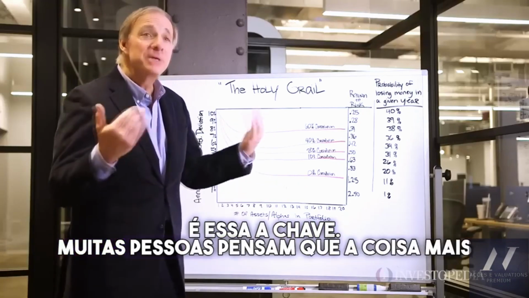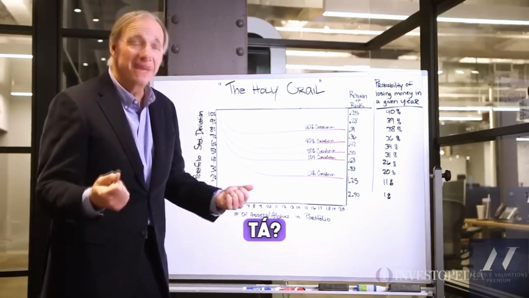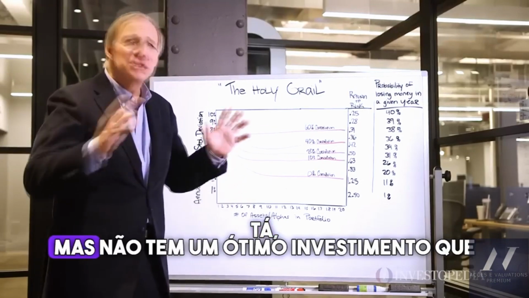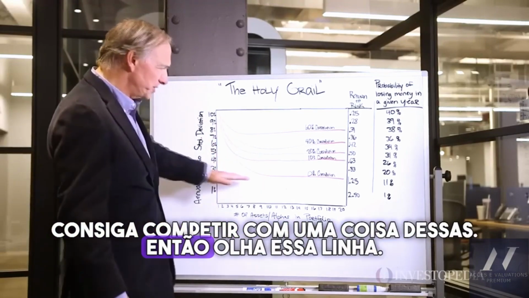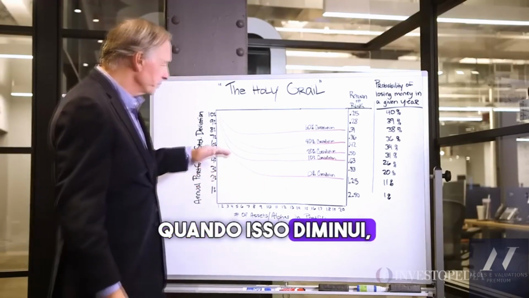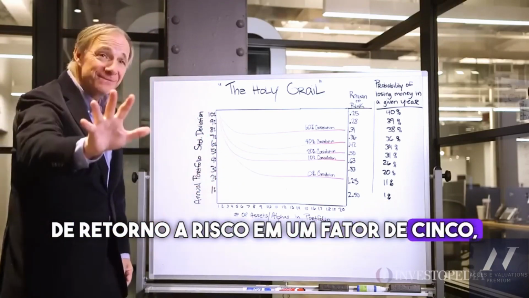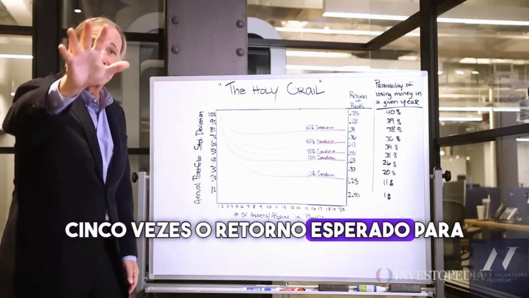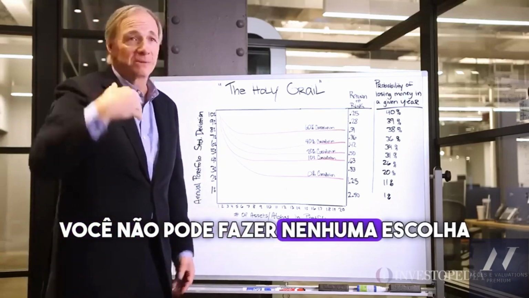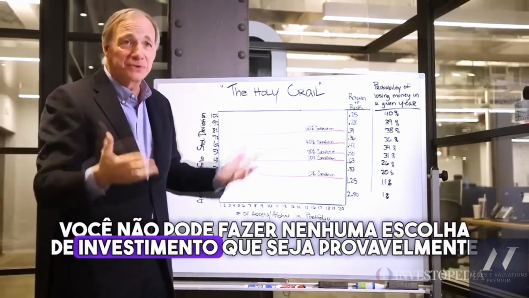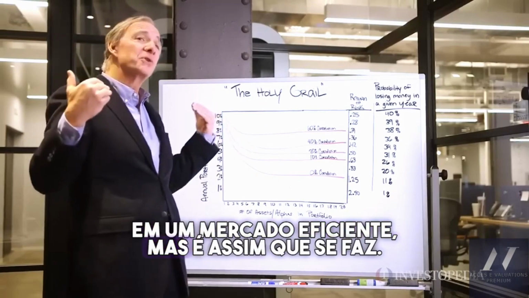That's the key. A lot of people think that the most important thing you could do is find the best investments. That's important, but there is no great one best investment that can compete with something like this. So look at this line. When this comes down, you can improve your return to risk ratio by a factor of 5, five times the expected return for that unit of risk. Nobody is humanly capable, in an efficient market, of picking investments that are 5 times as good individually, but that path works.